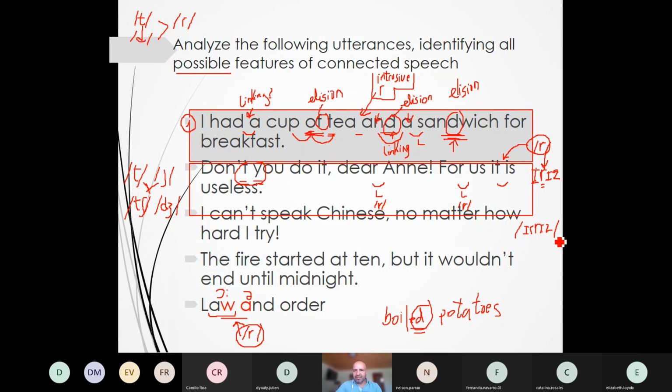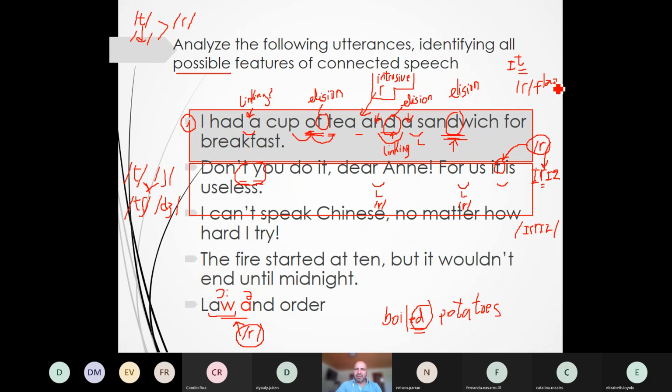"It is." Okay, so what happens here is not an intrusive R, but that instead of using the t in "it", we are changing this t for the sound called a flap.